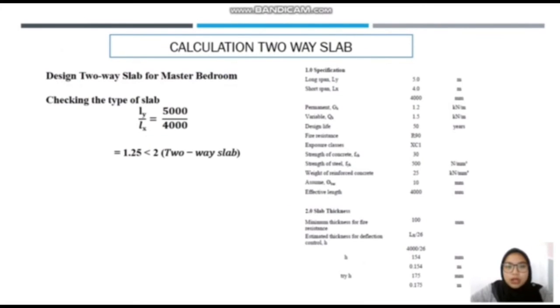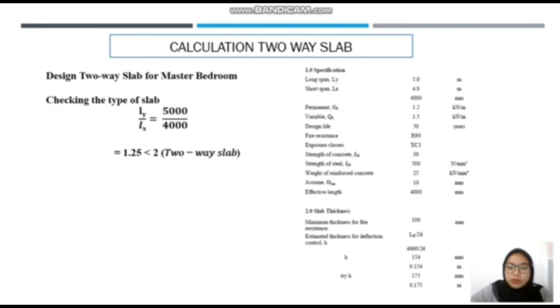So, this is the calculation for two-way slab. Okay, so we design two-way slab for the master bedroom. Okay, first thing we need to do is check the type of slab to determine either one-way slab or two-way slab. So, Ly over Lx, sama dengan kami punya Ly 5000 and Lx 4000. So, 1.25 lebih kecil daripada 2. Maka ia adalah two-way slab.